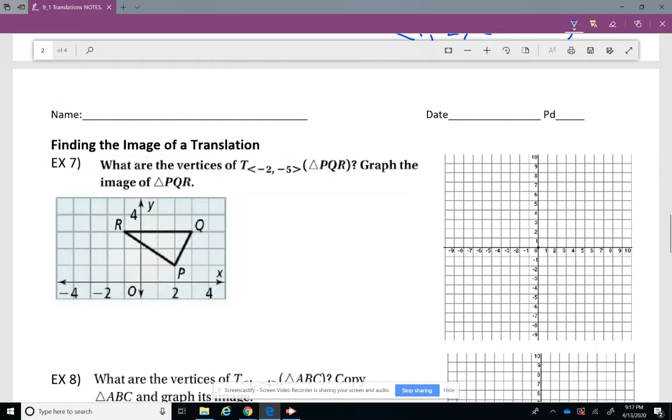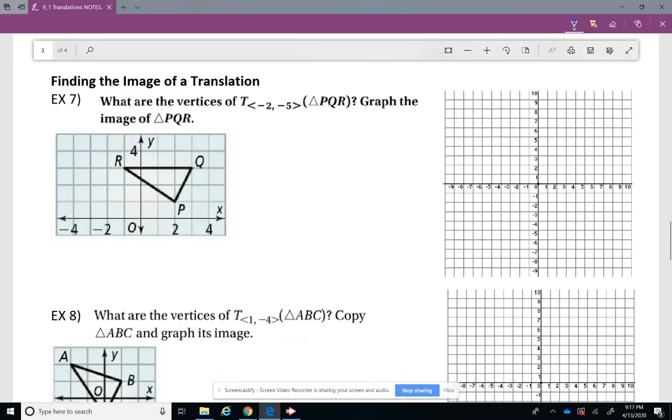Now we're still on the same page in the book, but we're flipping the page in the notes. Finding the image of a translation. What are the vertices of translating triangle PQR 2 to the left and 5 down? The first thing we're going to do, because we don't have this picture in that diagram, is graph the original.